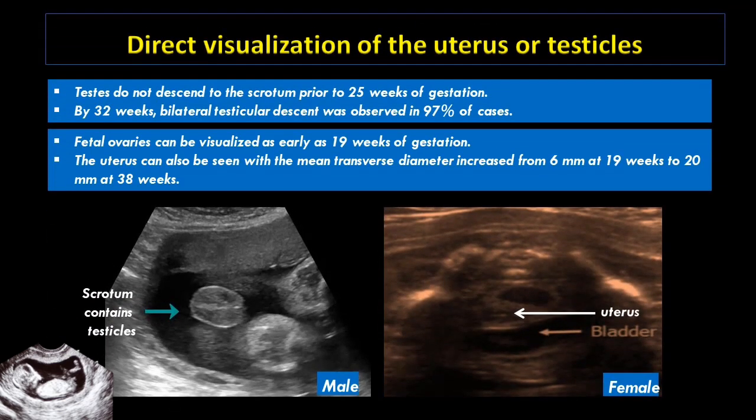Sometimes it is easy to know boy or girl, but sometimes that is not easy. So what do we do if we cannot see the external genitalia, or they are ambiguous? The first thing is to go on and assess the internal reproductive organs, and direct visualization of the uterus or the testicles would be the way to go.